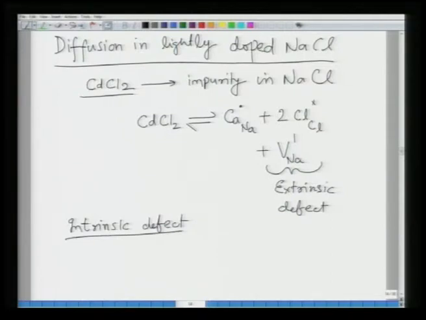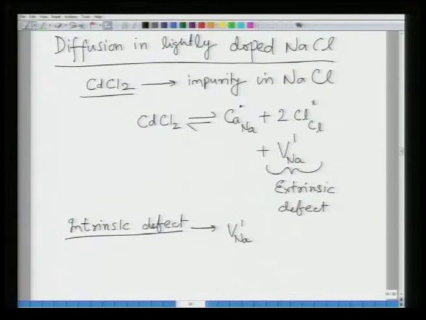Intrinsic defect we know in NaCl. NaCl is very prone to having Schottky defects. So, intrinsic defects are V_Na and V_Cl. Now, V_Na in NaCl is more mobile as compared to V_Cl. So, we will compare this formation of V_Na and its impact on diffusion.